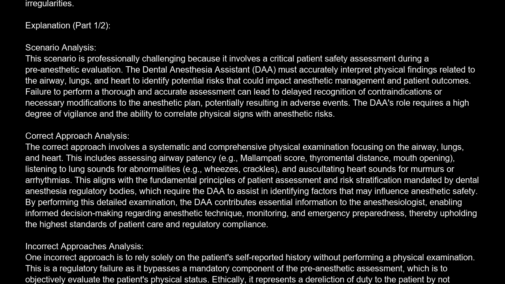Incorrect approach analysis. One incorrect approach is to rely solely on the patient's self-reported history without performing a physical examination. This is a regulatory failure as it bypasses a mandatory component of the pre-anesthetic assessment, which is to objectively evaluate the patient's physical status. Ethically, it represents a dereliction of duty to the patient by not conducting a thorough evaluation.